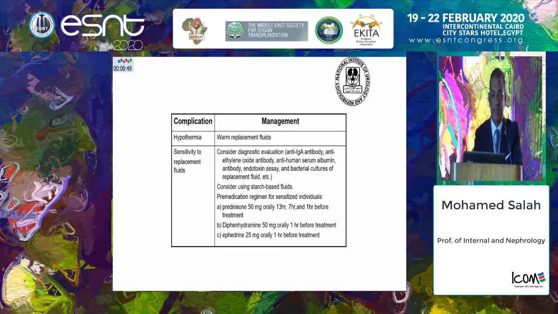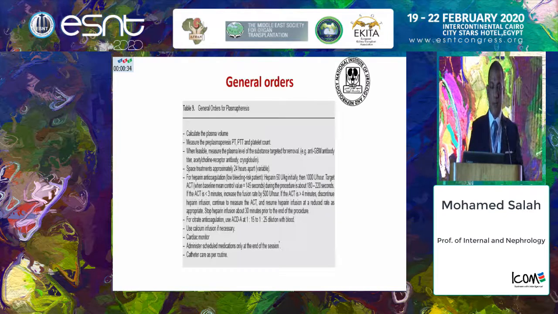Sensitivity to replacement: consider a diagnostic evaluation of anti-IgA antibody, anti-ethylene oxide, etc., and a pre-medication regimen for sensitized individuals: prednisolone, diphenhydramine, ephedrine, etc. General orders: calculate the plasma volume, measure the plasmapheresis when feasible, measure the plasma level of the substance to be removed, and space treatment approximately 24 hours.